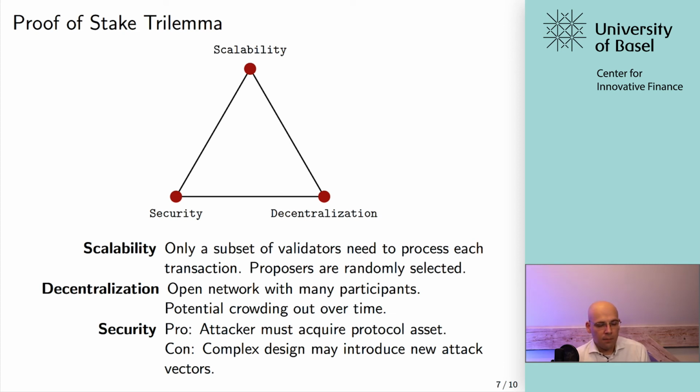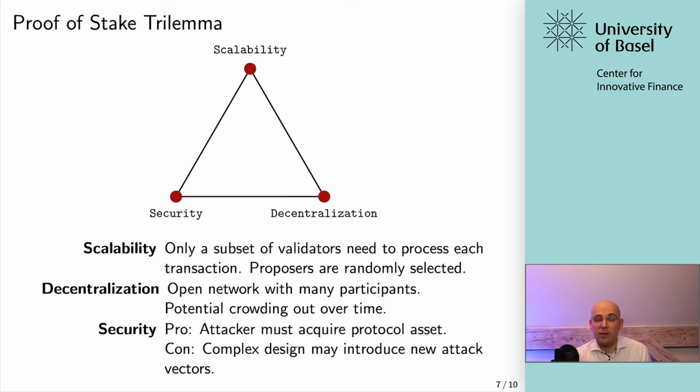So to phrase it a little more easily, there is a certain risk that the rich just get richer and richer and richer in terms of the native protocol asset, and that they have a higher and higher say in the system. But also, of course, this isn't exclusive to proof of stake. It isn't as direct as with proof of stake, but to some extent this is also true of proof of work. And in terms of security, there is a pro: the attacker must acquire protocol asset.